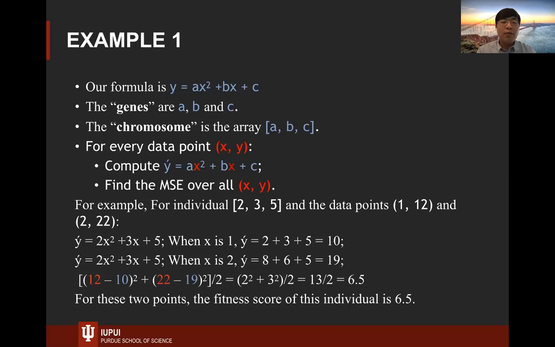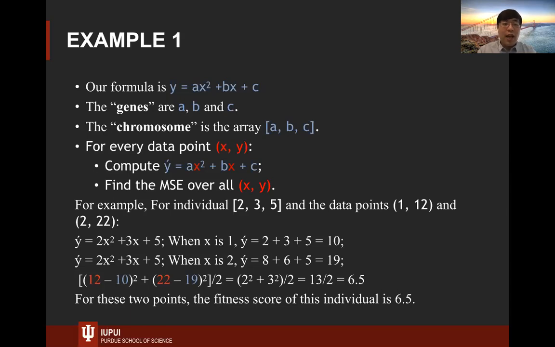So our formula is y is equal to ax squared plus bx plus c. So the genes here, we denote the genes are A, B, and C. And the chromosome is the array of A, B, C. Note that the array A, B, C is the solution we want to find, because we want to find the best coefficients to fit this function.